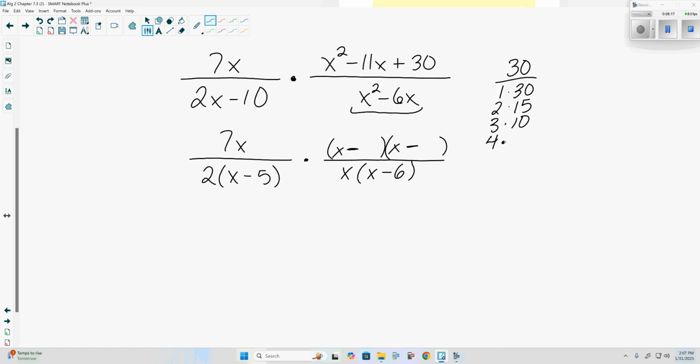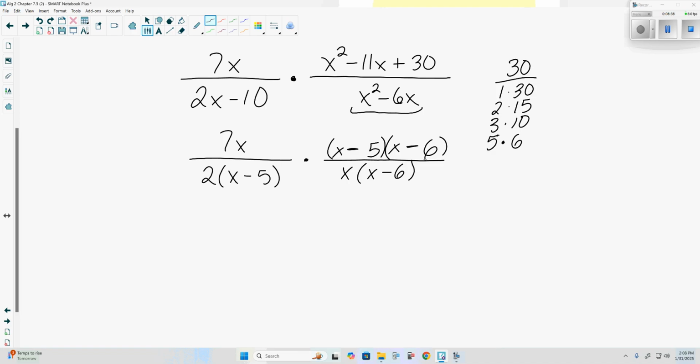4, or not 4. I think I'm thinking of the next one. 5 and 6. A good place to start. Because if these are indeed the correct factors, we will have an x minus 6 that matches up on top and bottom. We'll also have an x minus 5 that matches up.